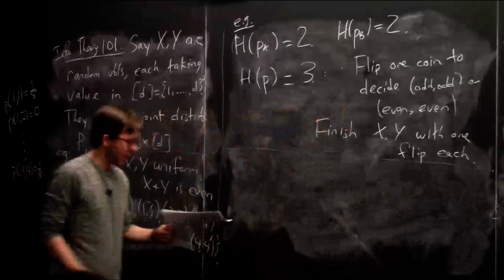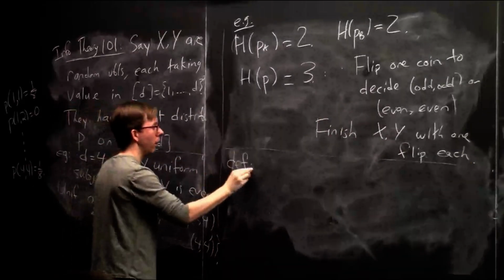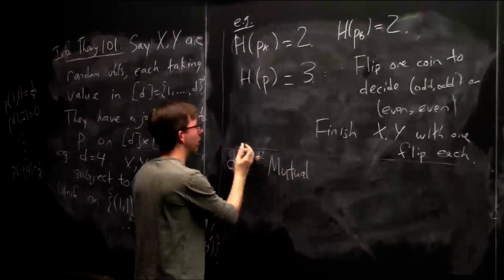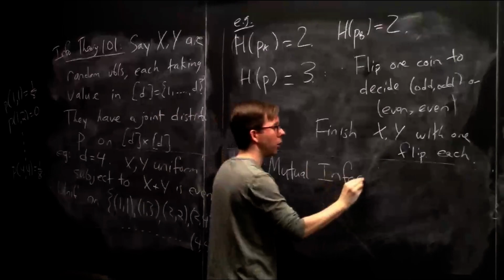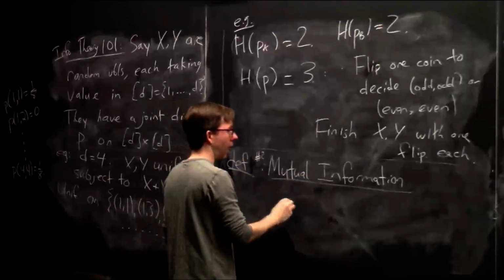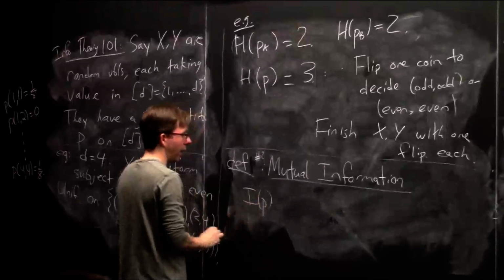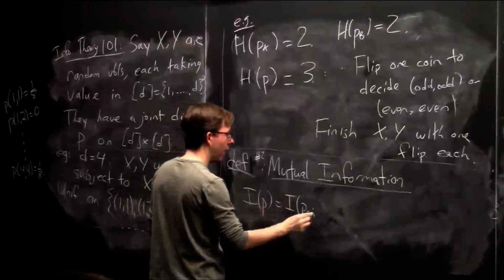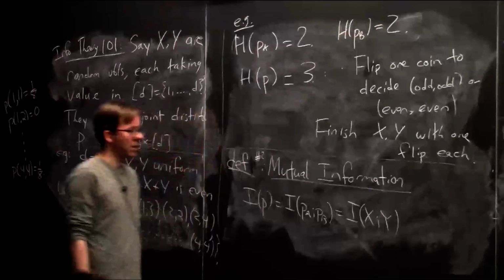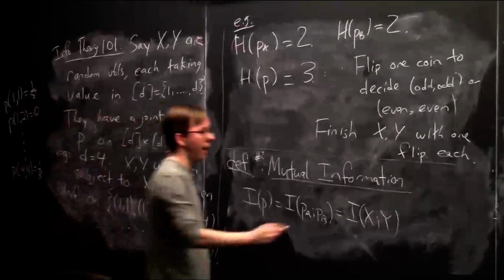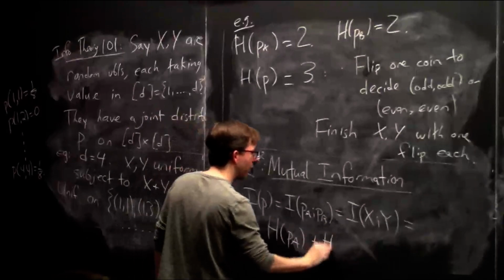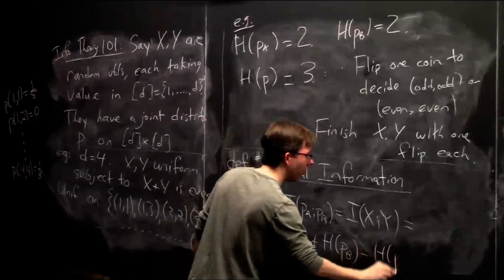But I wrote it this way because it slightly motivates the following definition of the mutual information between x and y. This is like definition number 2 in classical information theory, the so-called mutual information of P, the joint distribution. It's probably best to write it as I of P, or I of PA, PB, although it's usually written as the mutual information between x and y. These are all notations for the same thing. But here's the formula: it's entropy of PA, plus entropy of PB, minus entropy of P.